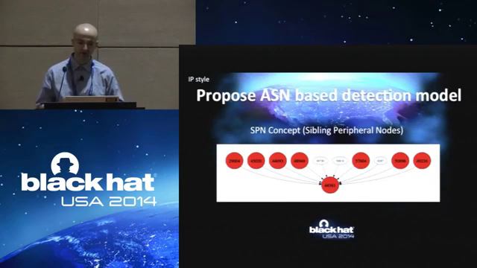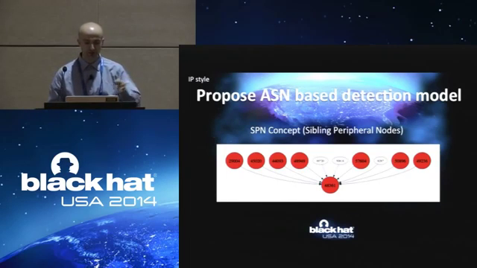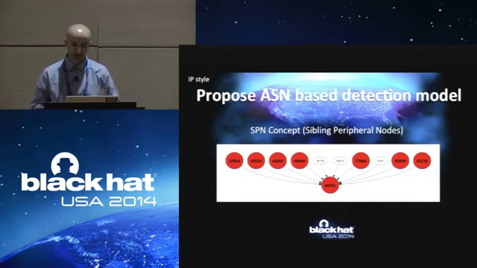Now, in addition to the fingerprinting, we wanted to look at the structure of the graph. For that, we introduced the concept of sibling peripheral nodes. Sibling in the sense they share the same upstream provider. So at the top, you see a bunch of ASNs.